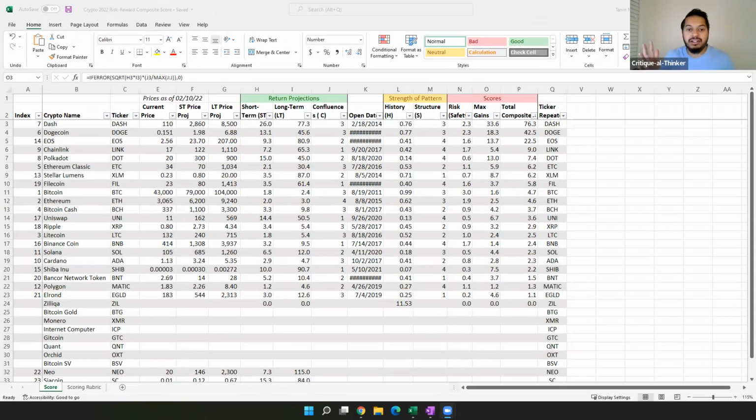I've come up with my own composite score system to help you determine which cryptos are the safest and which ones have the most upside potential based on Elliott Wave Theory. And it's not based on anything else. I have a lot of experience developing scoring systems in the corporate world, and I've integrated some of those elements into this.